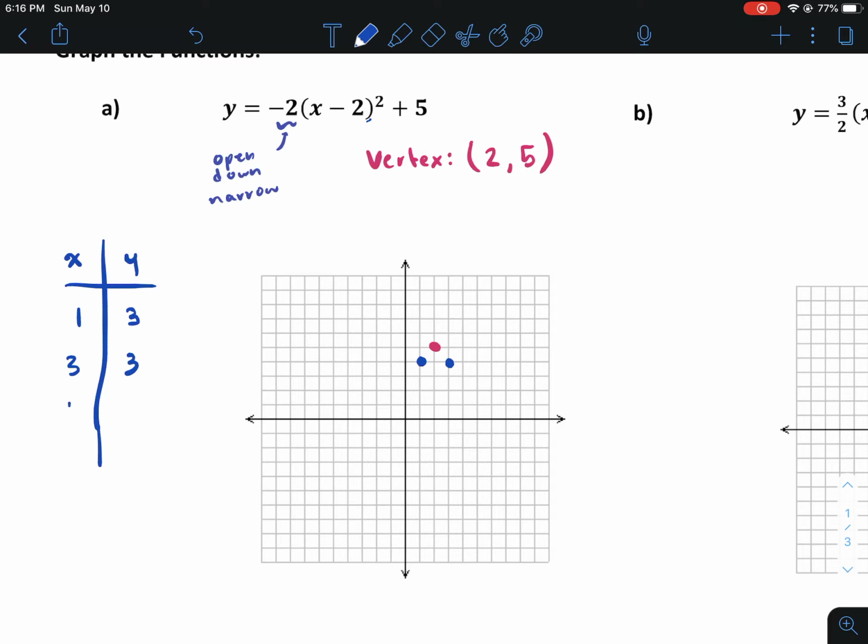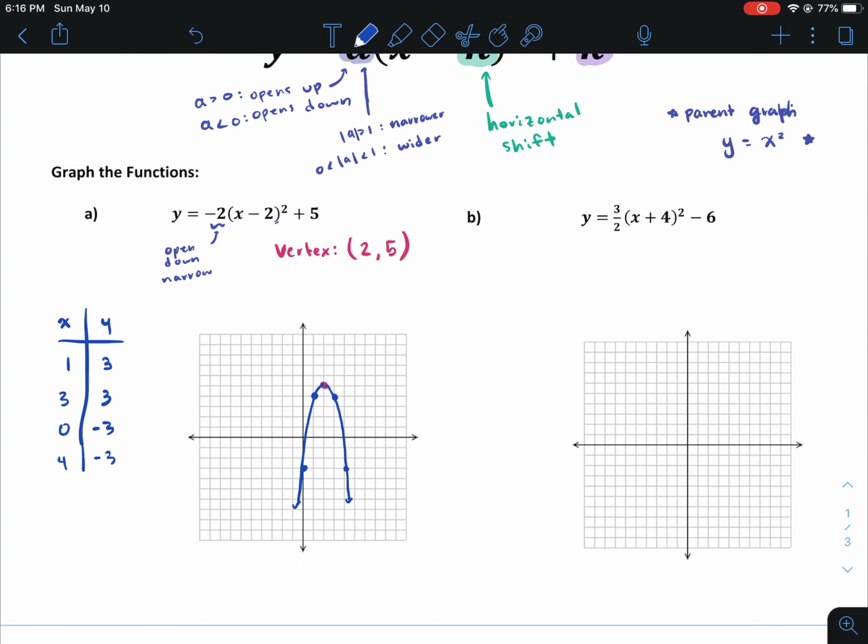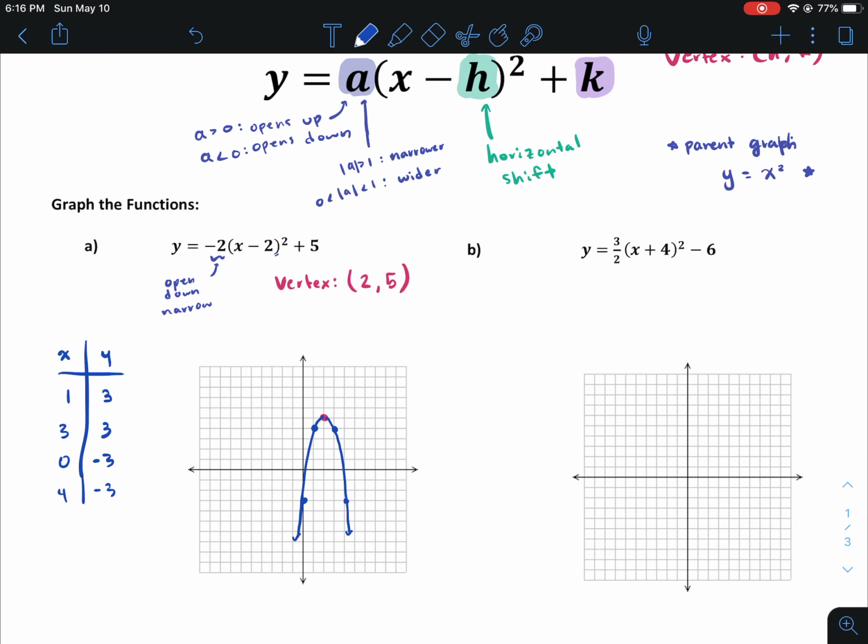If I plug in 0 into x, I get 0 minus 2 is negative 2. So that's 4 times negative 2 is negative 8. Negative 8 plus 5 is negative 3. So if at 0, I'm at negative 3, then at 4, I should also be at negative 3, because this graph should have symmetry, right? So the nice thing about this form is that it gives us the vertex right away.